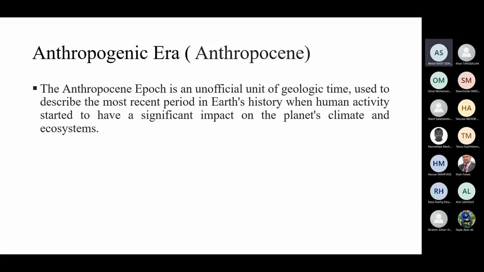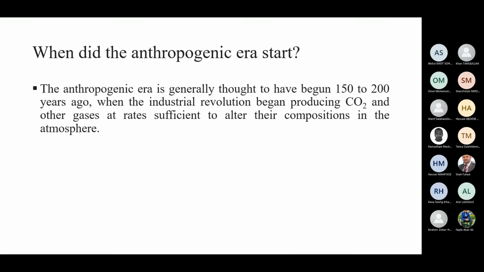So the Anthropocene epoch is an unofficial unit of geologic time used to describe the most recent period in Earth's history, when human activity started to have a significant impact on the planet's climate and ecosystem. So when did the Anthropogenic era start? It is generally thought to have begun 150 to 200 years ago, when the Industrial Revolution began producing carbon dioxide and other gases at rates sufficient to alter their composition in the atmosphere.